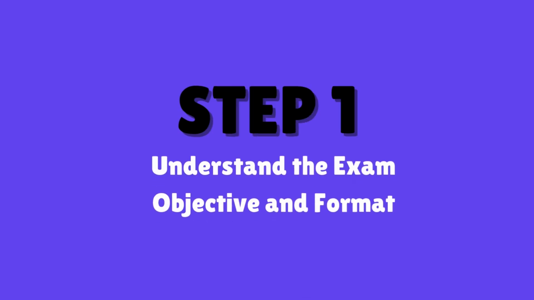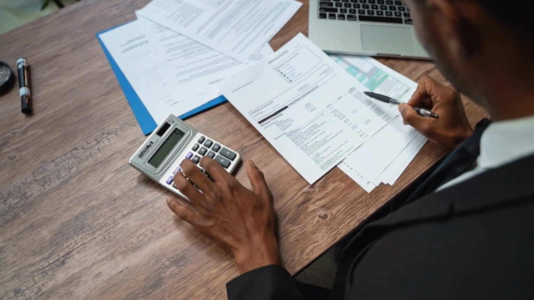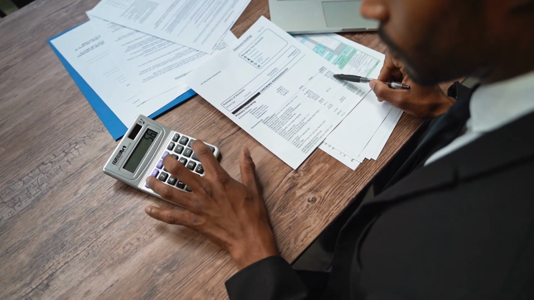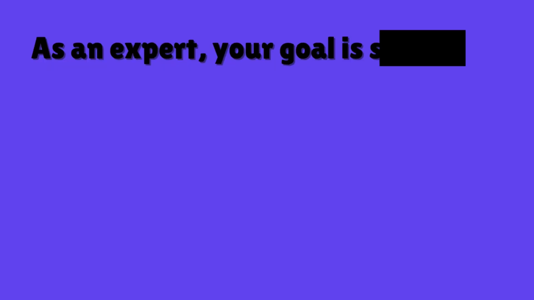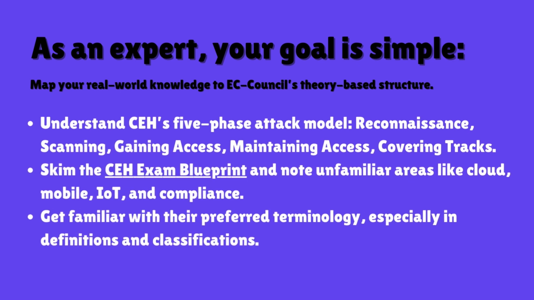Let's go. Step 1. Understand the exam objective and format. CEH v13 is a 125-question multiple-choice exam, not a hands-on test, unless you do the practical. You get 4 hours. As an expert, your goal is simple: map your real-world knowledge to EC-Council's theory-based structure. Understand CEH's 5-phase attack model: reconnaissance, scanning, gaining access, maintaining access, covering tracks. Skim the CEH exam blueprint and note unfamiliar areas like cloud, mobile, IoT, and compliance. Get familiar with their preferred terminology, especially in definitions and classifications.